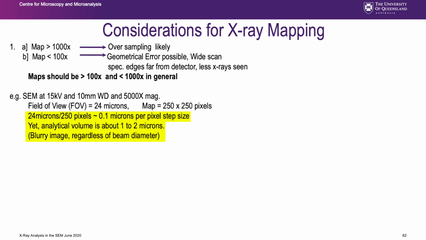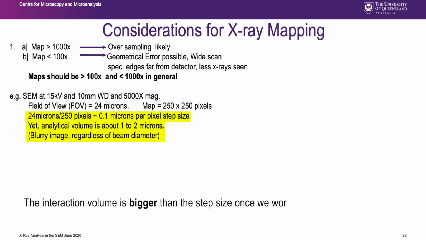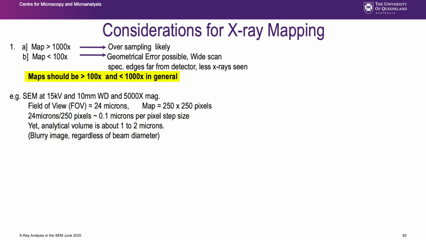That's why the map looks fuzzy, because the interaction volume is bigger than the step size once you get to a few thousand times magnification. I really say maps work best above 100 times and below 1,000 times. That's their sweet spot. The further below 100 you get and the more thousands you get, the more likely the map isn't going to produce the results you're after.